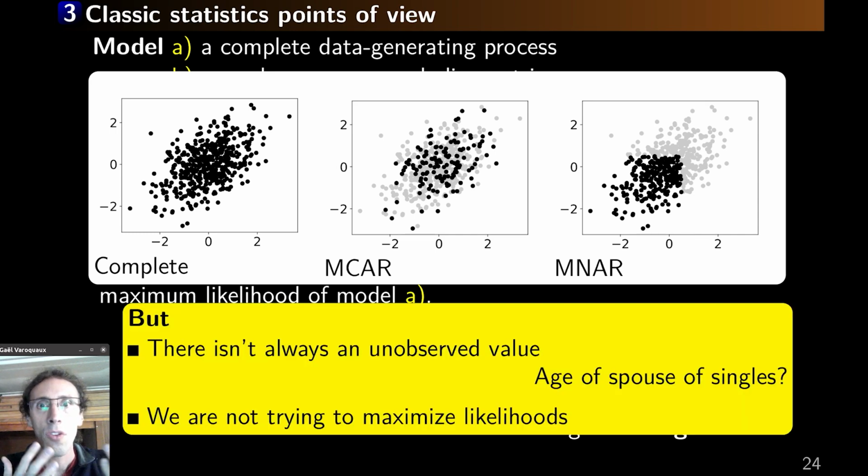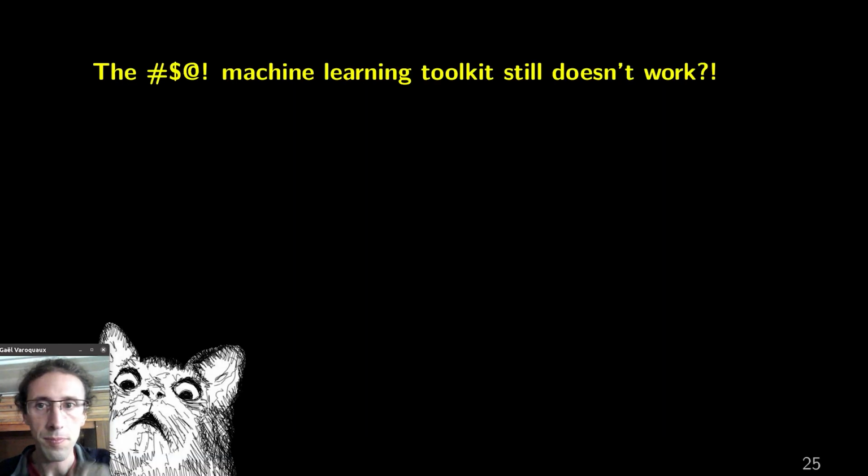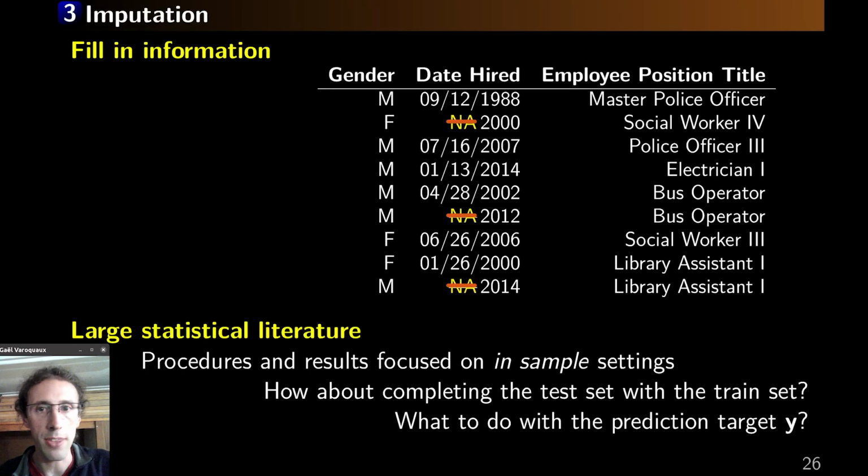Now, there's a big theory here of statistics, but first, there isn't always an observed value. What's the age of the spouse of a single person? And second, we're not trying to maximize likelihoods, we're trying to do machine learning and prediction. So this theory doesn't completely apply to machine learning. Yet, the machine learning toolkit still doesn't work. What can we do about this?